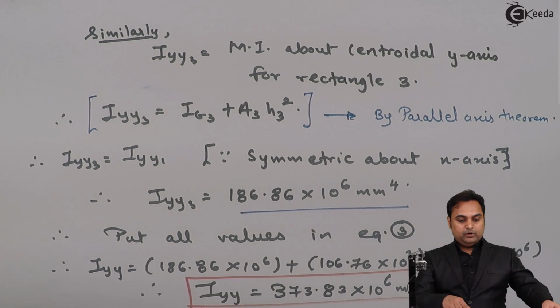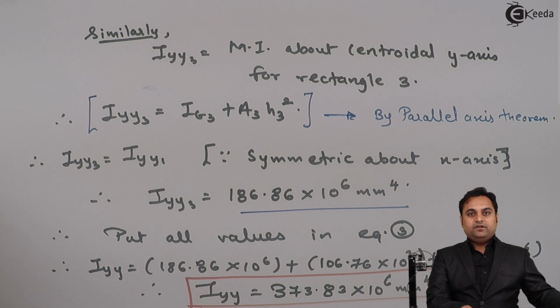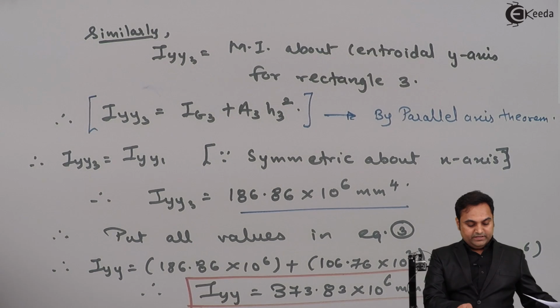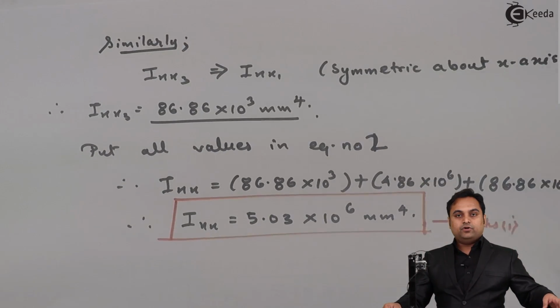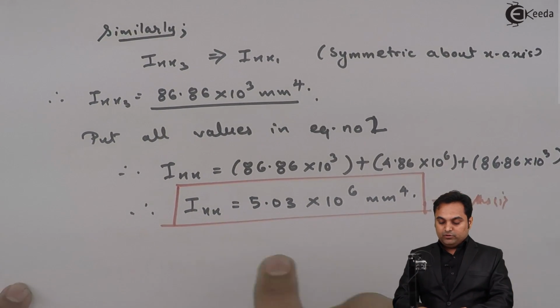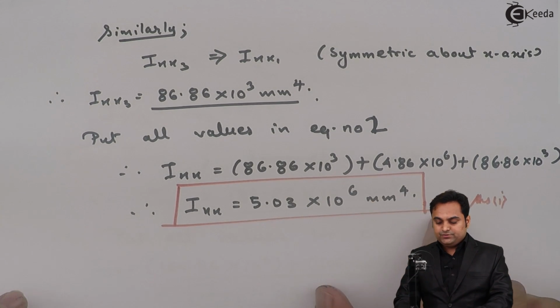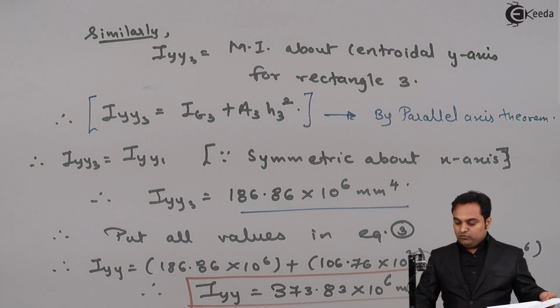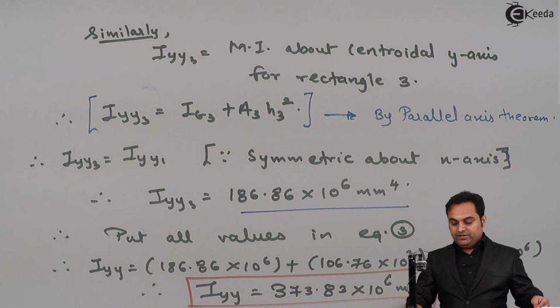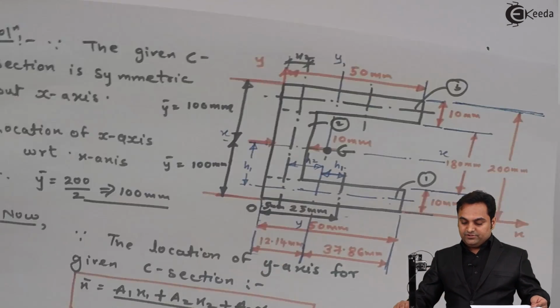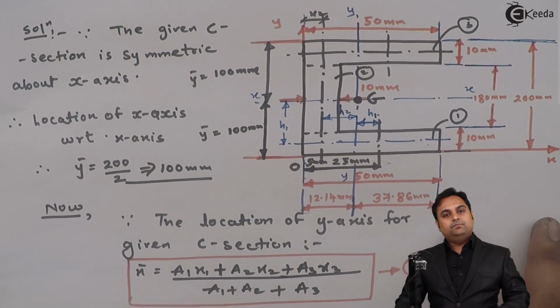As we look into the problem, there were two things asked: calculation of MI about the x-axis and about the y-axis for the channel section. So about the x-axis we have found the value 5.03 into 10 raised to 6 mm raised to 4. About the y-axis, 373.83 into 10 raised to 6 mm raised to 4, and with this we complete the question.